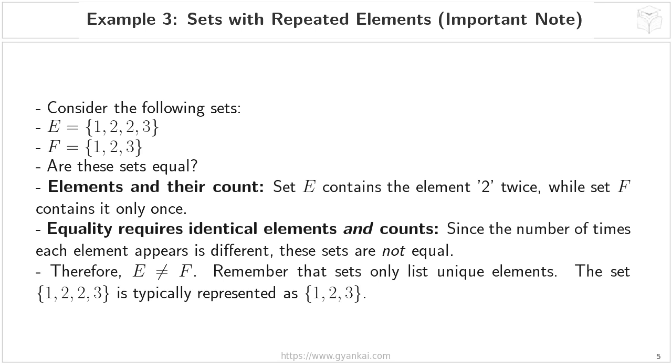Therefore, we can say that E is not equal to F, written as E not equal to F, and this brings up a crucial point about how we represent sets. Sets, by definition, only list unique elements. So, while we might initially write a set as 1, 2, 2, 3, the correct and standard way to represent it is simply 1, 2, 3. We don't repeat elements within a set. Keep this in mind as we move forward because it's a fundamental concept in set theory.